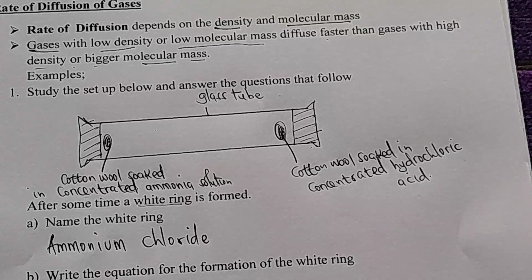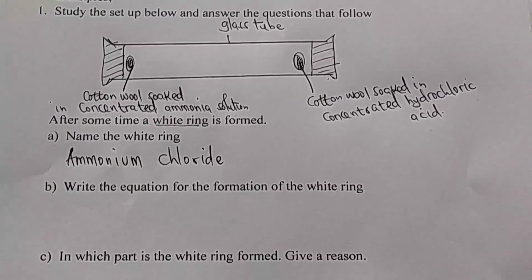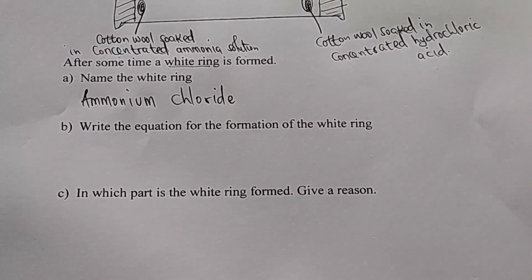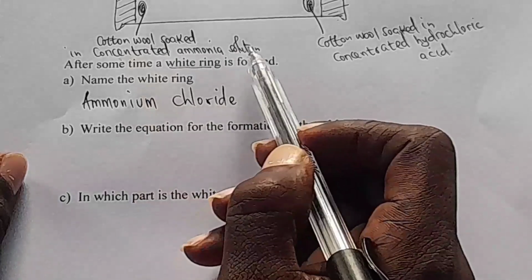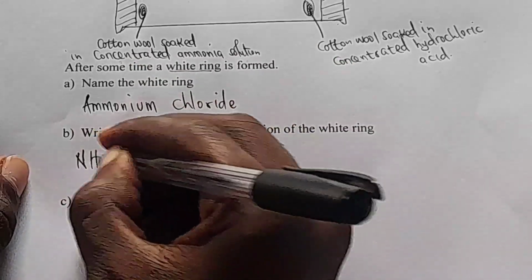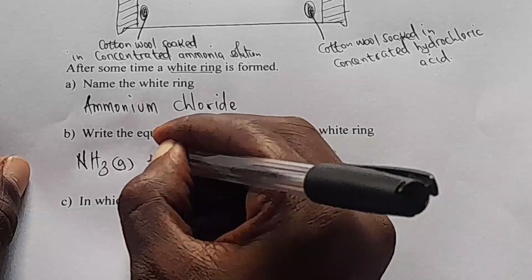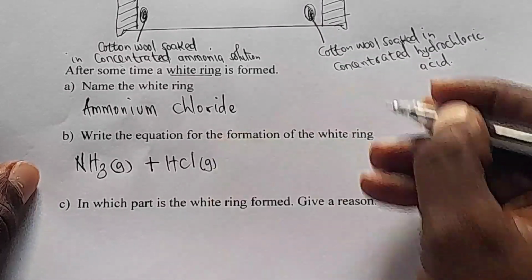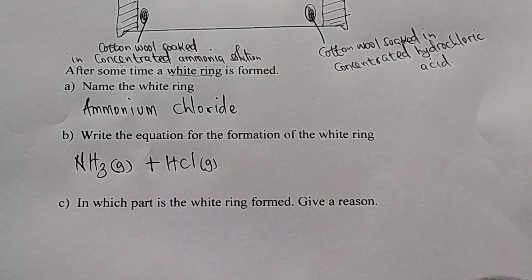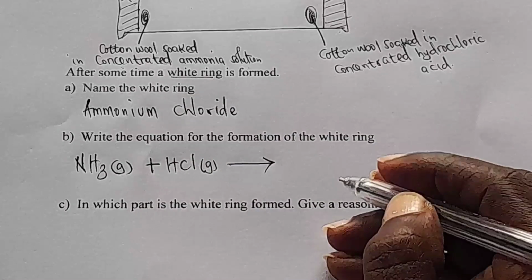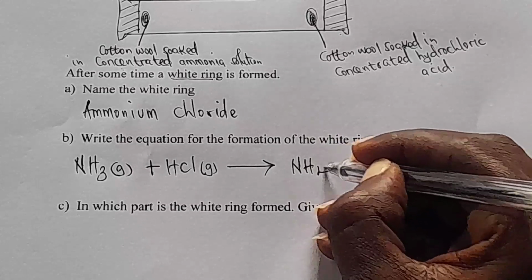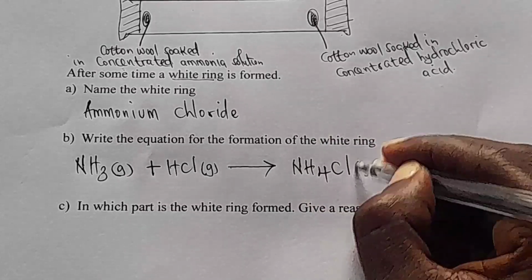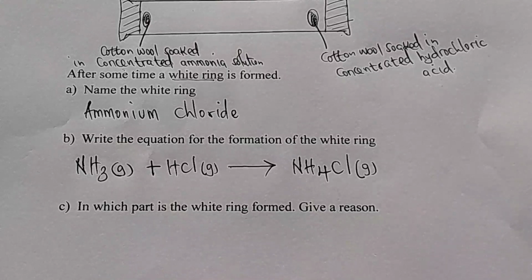Thereafter, we are told to write an equation for the formation of the white ring. We have said concentrated ammonia solution generates ammonia gas, which is written NH3. It will react with hydrogen chloride gas, which has been generated by the concentrated hydrochloric acid, to form ammonium chloride. How do you write ammonium chloride? It's written NH4Cl, and it's a fume, so we're having a gas. This equation you have to balance, and it is self-balanced.